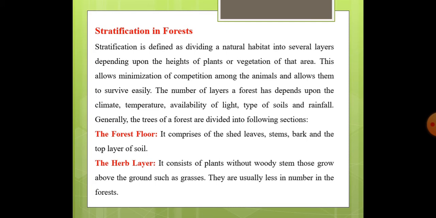The next layer is the herb layer. It consists of plants without woody stems that grow above the ground, such as grasses. They are usually less in number in the forest. Why are they less in number? If the forest is dense, definitely it will have a good crown and the canopy will be very good. When the canopy is very good, the sunlight will not be able to penetrate and reach the ground level. And we know that every producer, that is, every green plant, needs sunlight for photosynthesis.